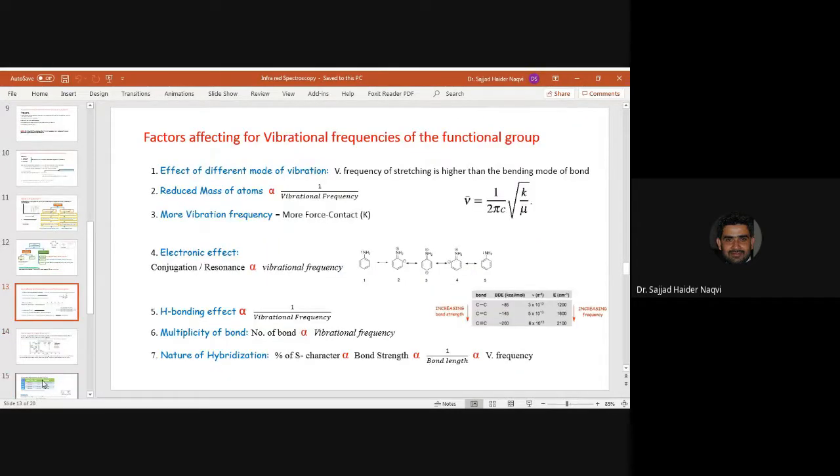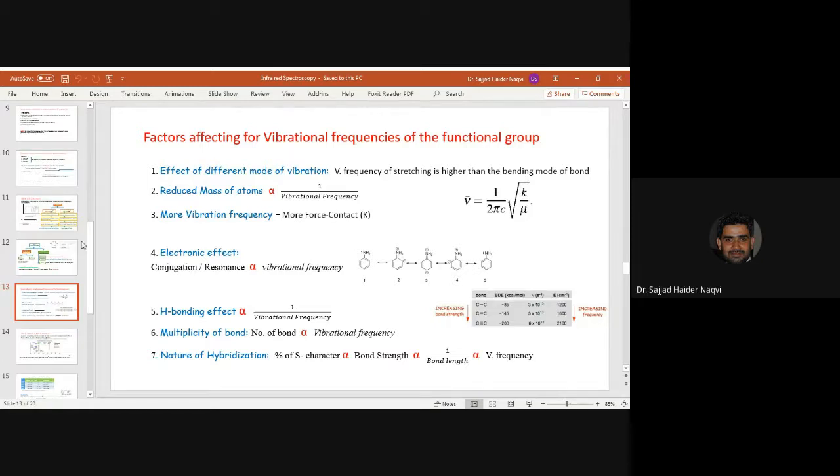Here are some more examples about how different factors affect the vibrational frequency of different functional groups. Again, we are not going into much detail, but just wanted to let you know the relationship, how different factors have their effects on the vibrational frequency of a particular functional group. Let me start with the first one.